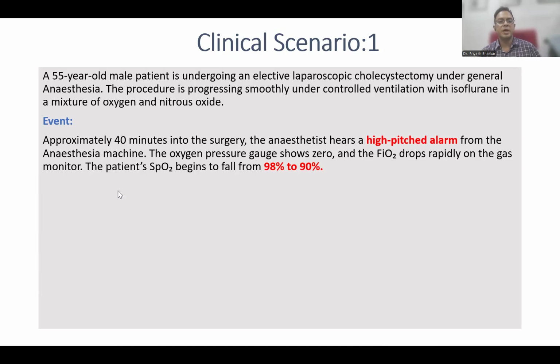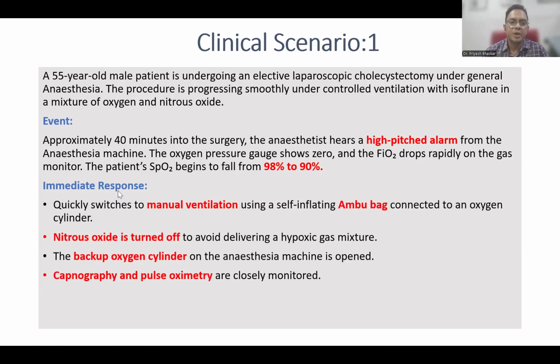The first scenario is a 55-year-old male patient undergoing an elective laparoscopic cholecystectomy under general anesthesia. The procedure was going smoothly under controlled ventilation with isoflurane in a mixture of oxygen and nitrous, right? Approximately 40 minutes into the surgery, the anesthetist hears a high-pitched alarm from the anesthesia machine. The oxygen pressure gauge shows zero, and the FiO2 drops rapidly on the gas monitor. The patient's SpO2 begins to fall from 98% to 90%. So what do you think? What should have happened?